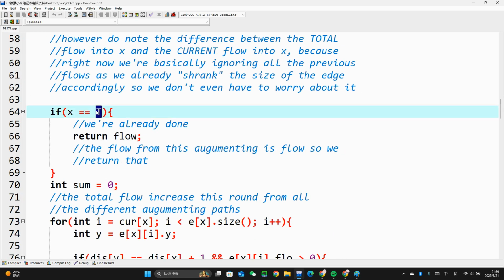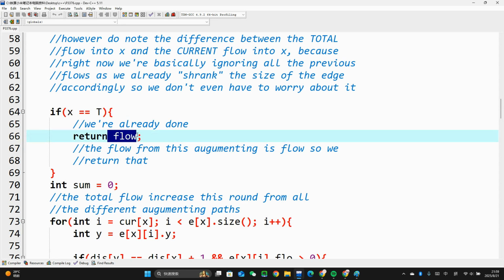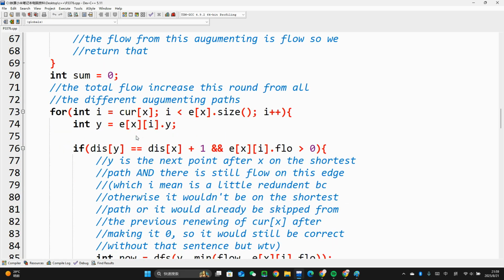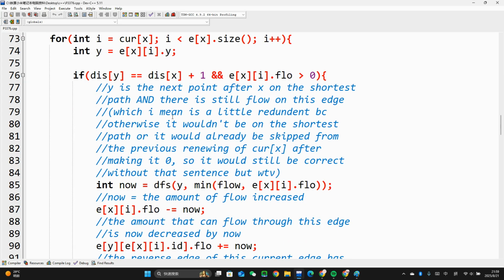Okay, so if X is t, obviously we've already reached it and we don't have to increase flow anymore, and we just return flow. That is the maximum flow that we can increase on this augmenting path. And if the sum is not 0, the total flow increase this round from all the different, it's called augmenting path, it's not increased flow path. Anyways, so the total flow increase in this round from all augmenting paths right now is 0.